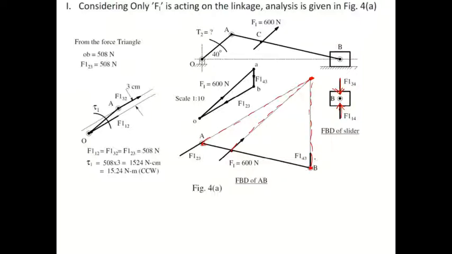Afterwards, we know the value of Fi. Fi value is 600 Newton. This is Fi, no? So we know the value of Fi. Draw this Fi first, and then draw the force on the piston. Draw this force on the piston line.